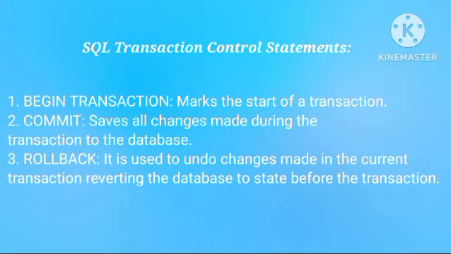So there are three statements used in transaction control. BEGIN TRANSACTION marks the start of a transaction. COMMIT saves all changes made during the transaction to the database. And ROLLBACK is used to undo changes made in the current transaction, reverting the database to its state before the transaction.